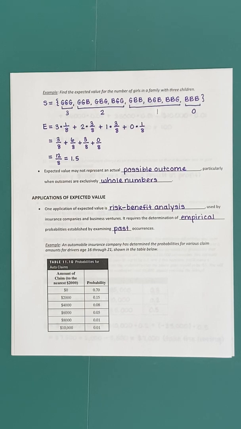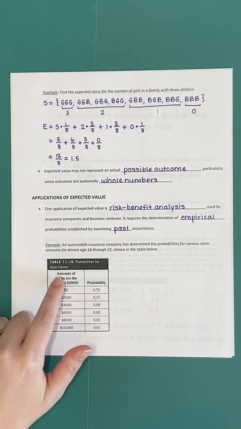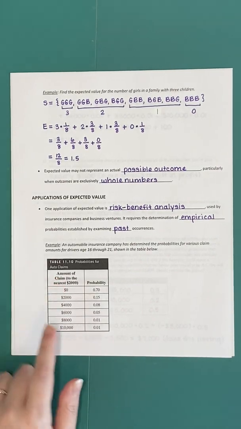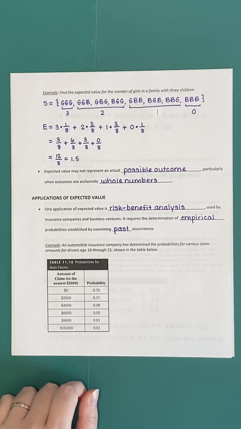So we're still going to have numeric values to our outcomes. We have different outcomes based on our situation, and each outcome is assigned a probability. So let's look at an example. An automobile insurance company has determined the probabilities for various claim amounts for drivers aged 16 through 21, and we've got all of those values in the table below. So we have claim amounts ranging from 0 to 10,000, counting by 2000s.